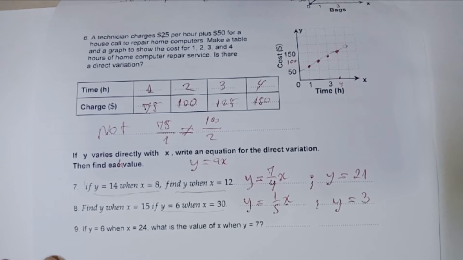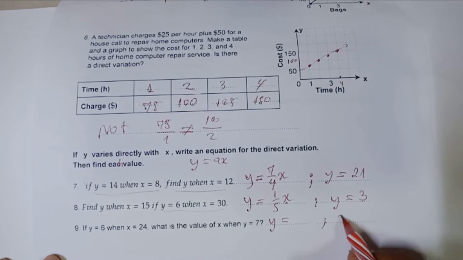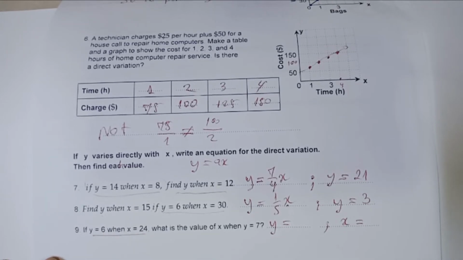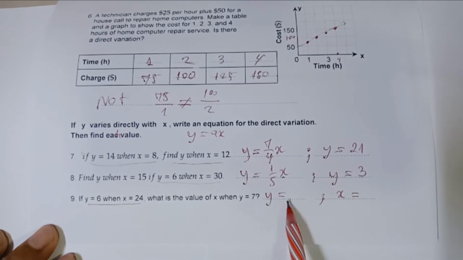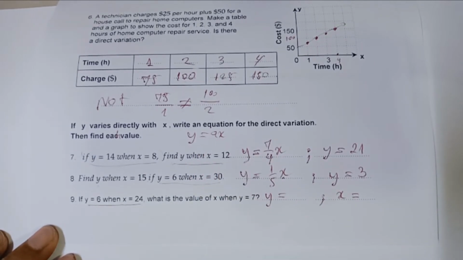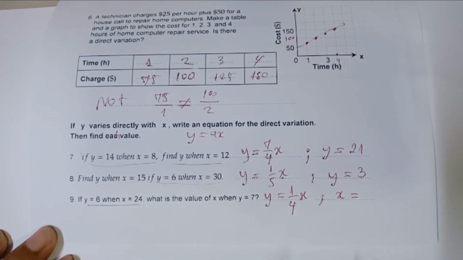For number 9, we still write the equation. So y equals, find a first, and then find the value of x this time. This is the complete set: y equals 6, x equals 24. To get the a value, y divided by x. So y is 6 divided by x, which is 24, gives you 1/4. Then put x as your first answer. Now let's get the x value.